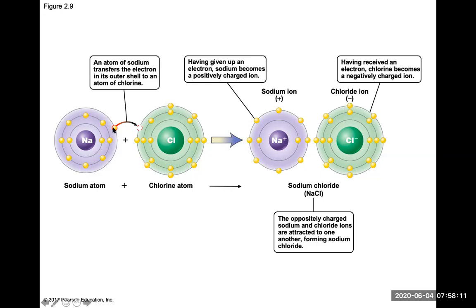It gives up one of its electrons, so sodium becomes a positively charged ion, and having received an electron, chlorine becomes a negatively charged ion. So the oppositely charged sodium and chloride ions then are attracted to each other. The positive and negative come together, forming sodium chloride or table salt.